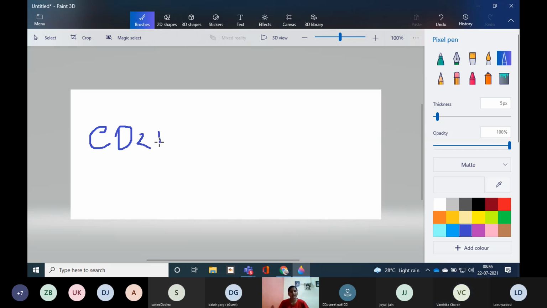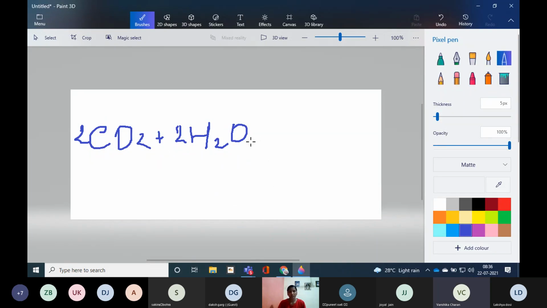CO2 plus 2H. Ma'am, which page number? Page number 16. Can you see my screen? Yes, ma'am. Okay.